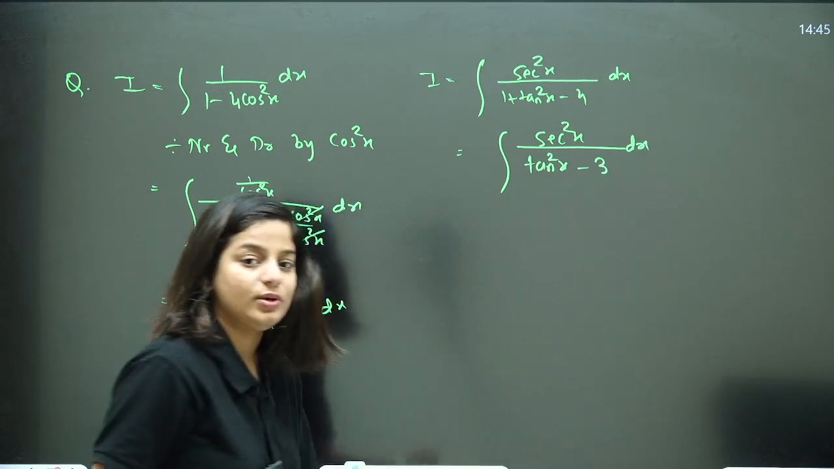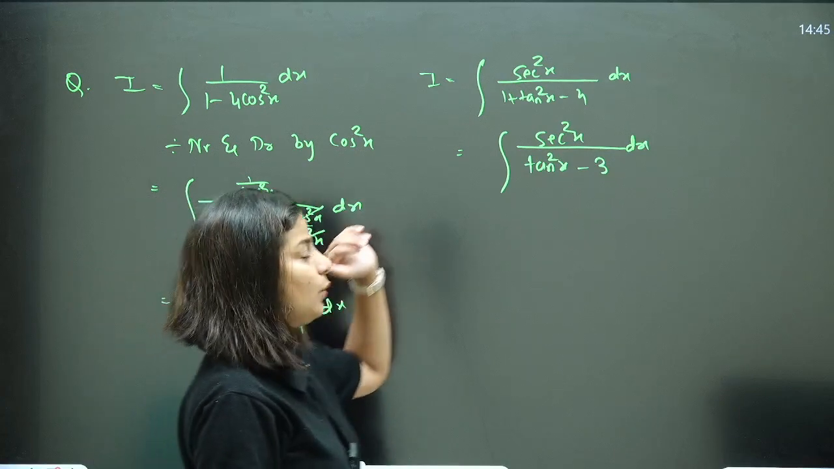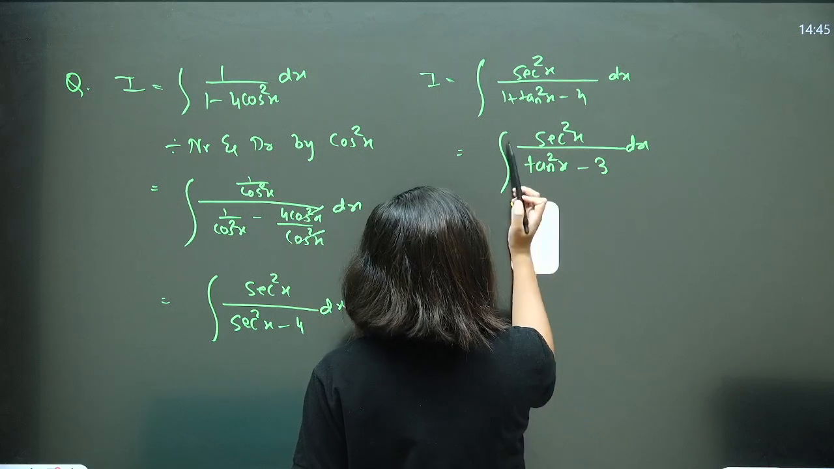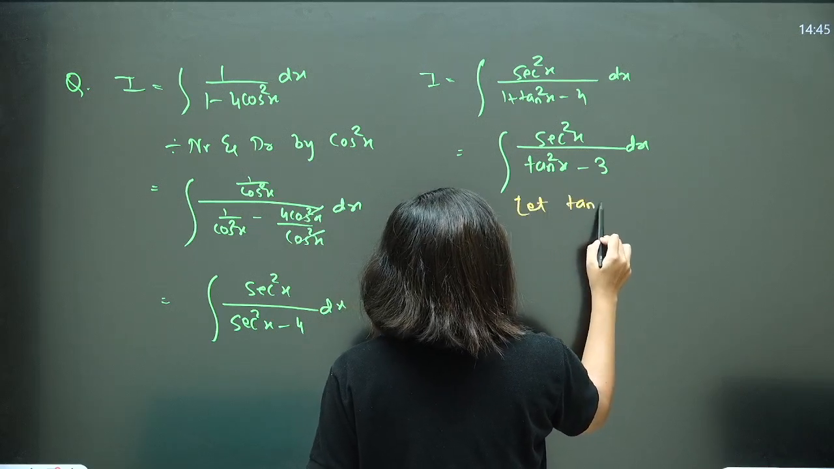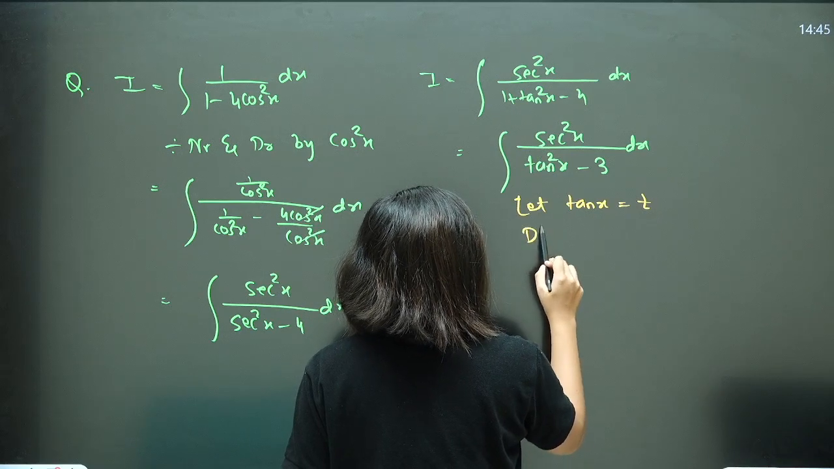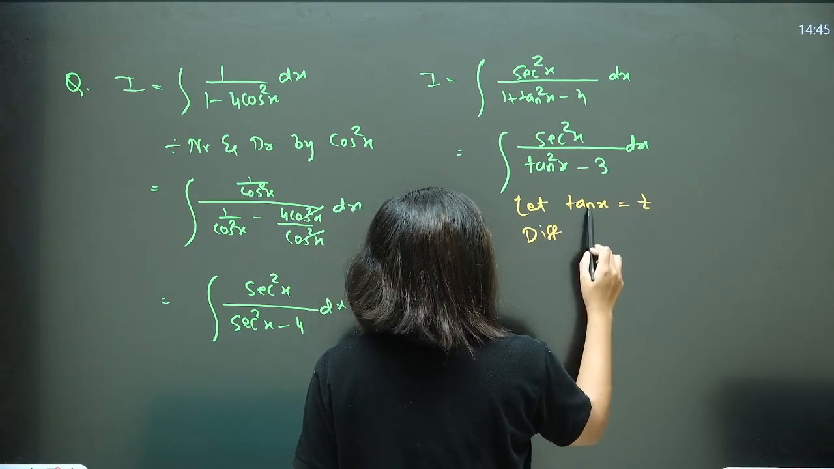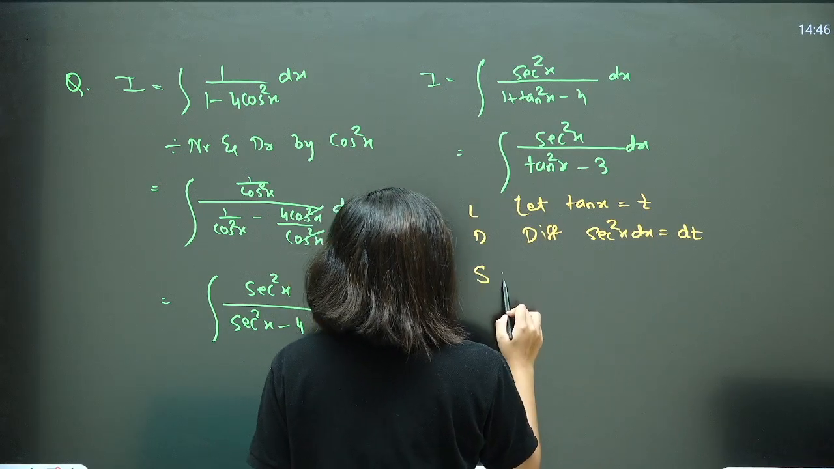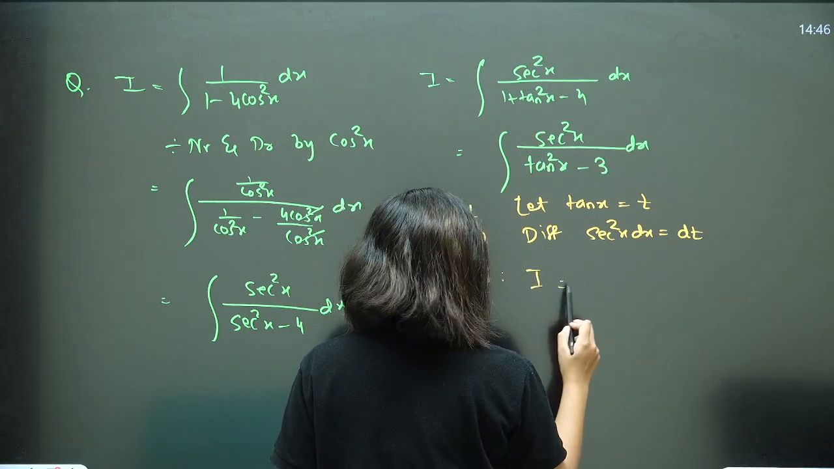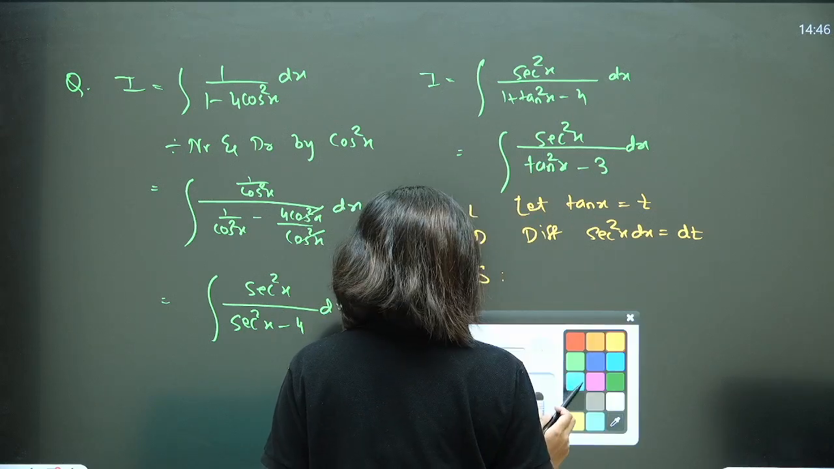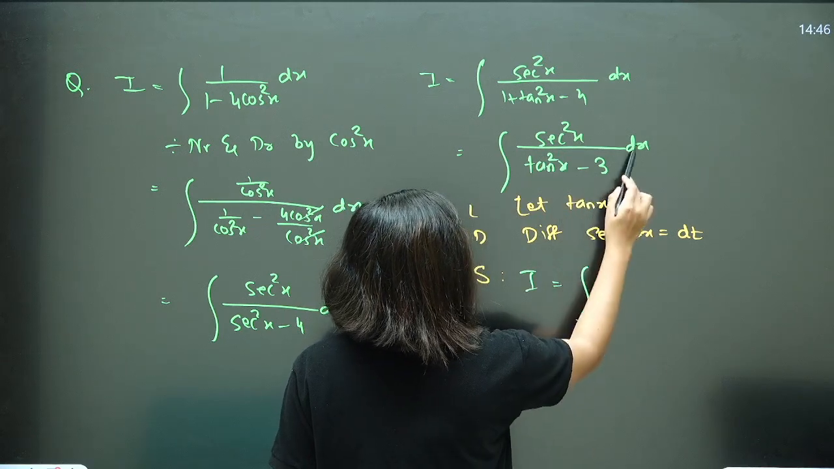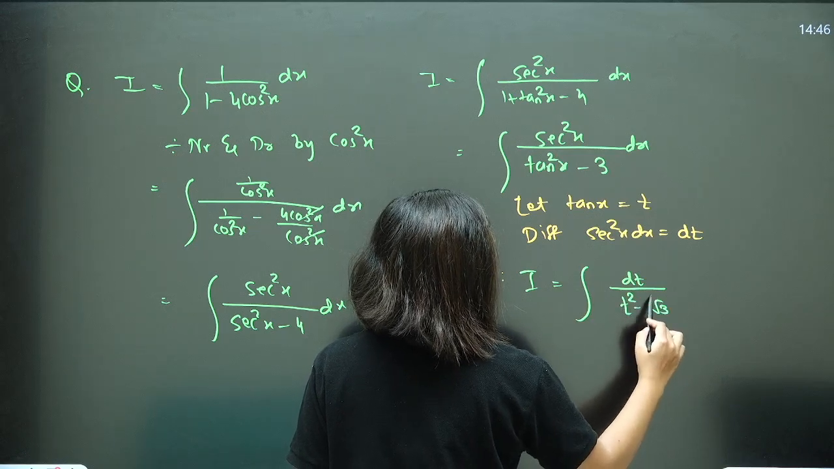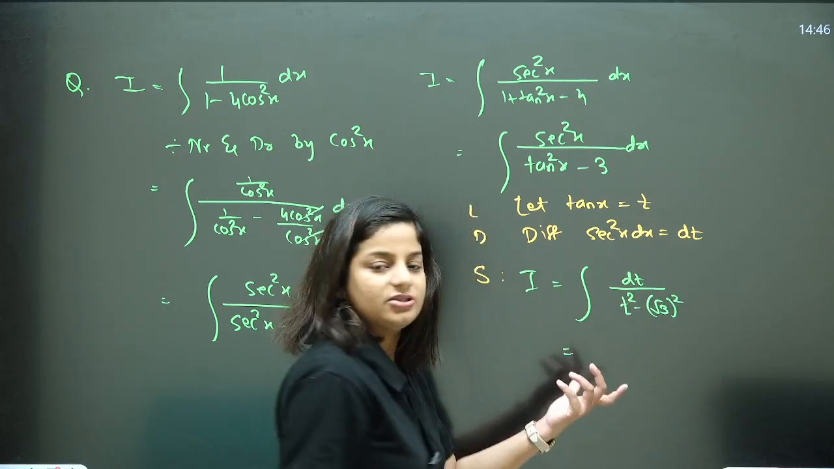My dear students, what was the next step? Divide, replace sec square with 1 plus tan square. Next step is you substitute, you let tan x be equal to t. Differentiate: derivative of tan x is sec square x, dx is equal to dt. Substitute it in the question, in the integral. I will be equal to sec square x dx becomes dt, tan x will become t, and 3 can be written as root 3 the whole square.